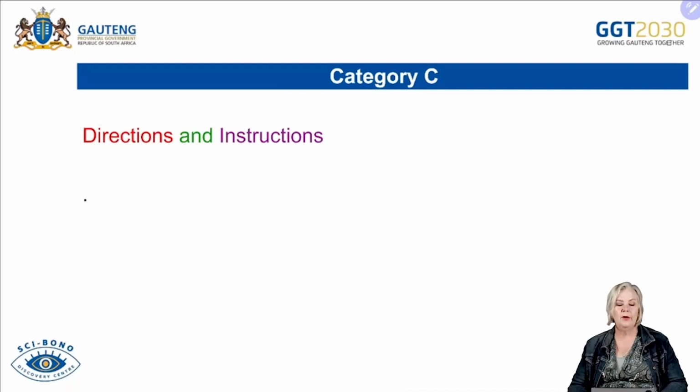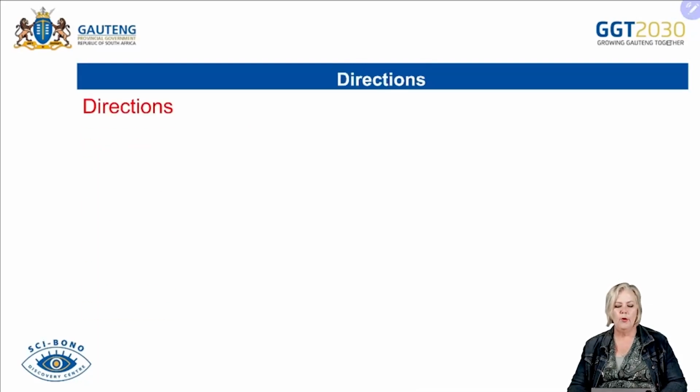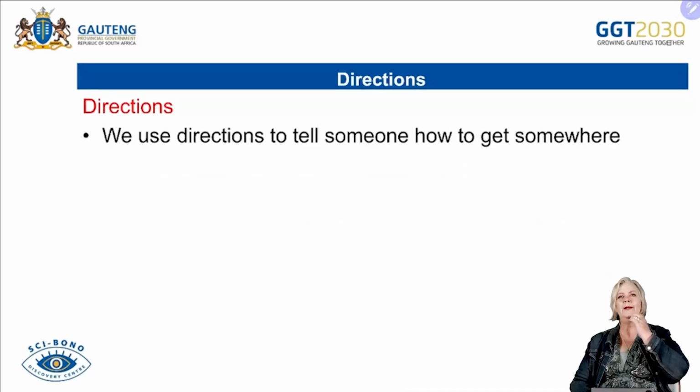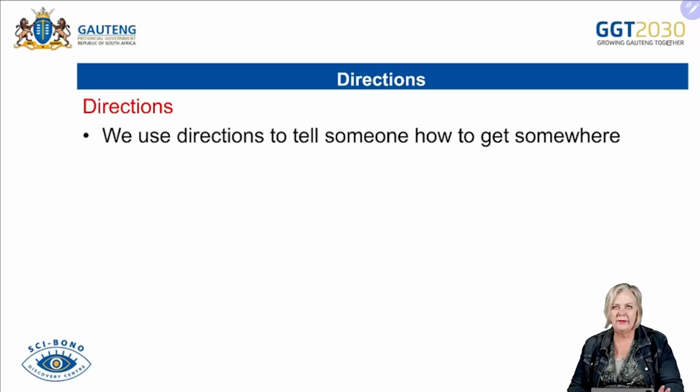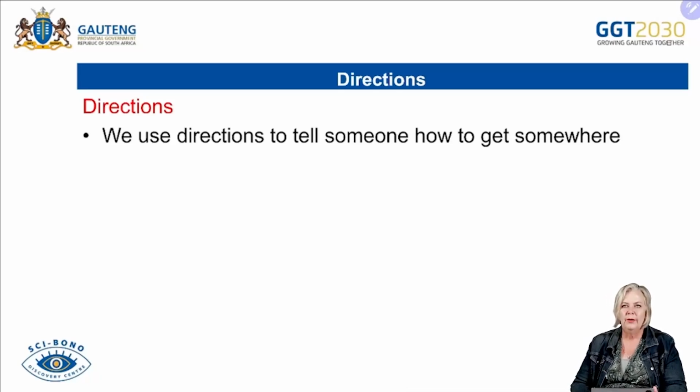The next one that we are going to look at would be directions and instructions. And this is very short and to the point, and in a very pointy form. If you want to tell somebody where you live because they are coming to visit you, you must be very clear on how to get that person there. You don't want them to get all lost. So we use directions to tell someone how to get somewhere.